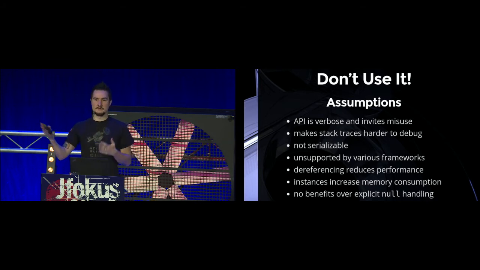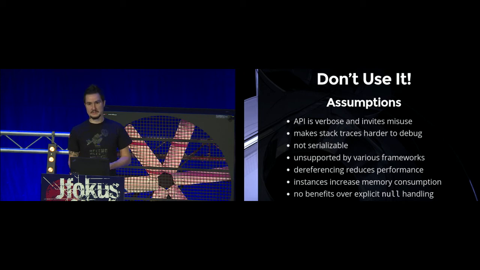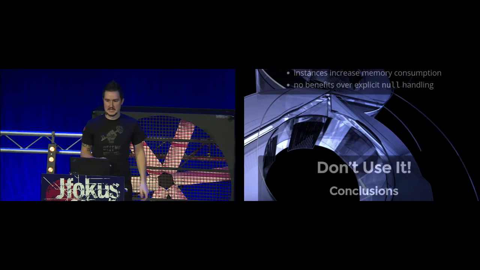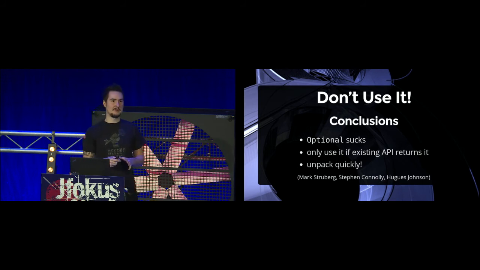There's also the constant dereferencing of an additional instance. You don't have a user now, you have an optional of a user, which means you have to go to the memory address of the optional, and then make another jump, maybe another cache miss, to the user. That reduces performance. And you also have these additional instances lying around: you don't only have the user, you also have the optional of user, eating up memory. And you could just use null handling, like every sane person does. All these drawbacks come without benefits. So their conclusion is optional sucks. Don't use it if an existing API returns it, and then try to back out quickly and get on with your life.